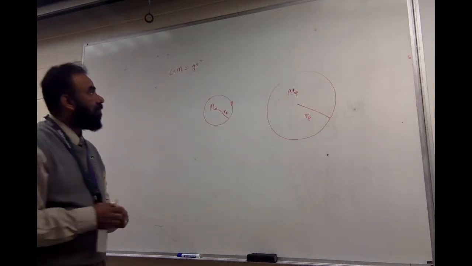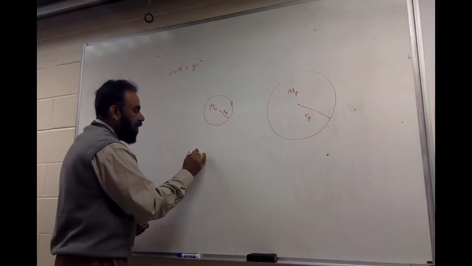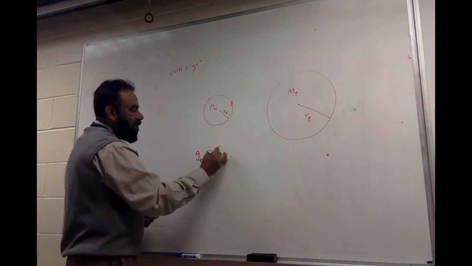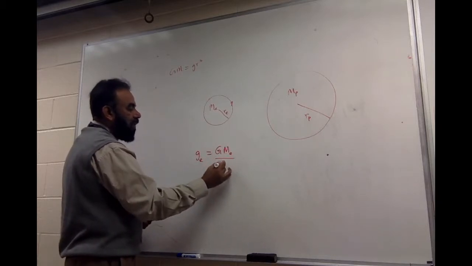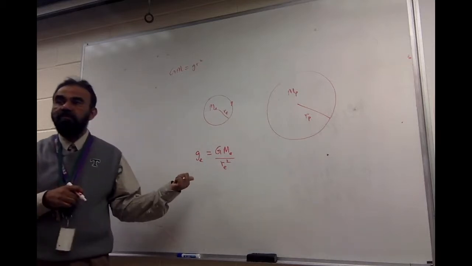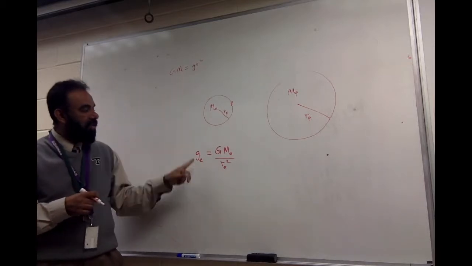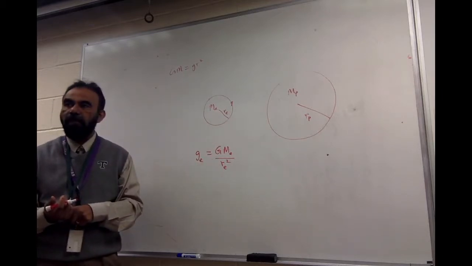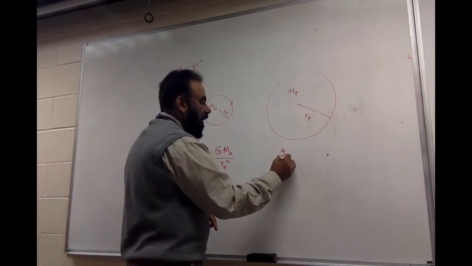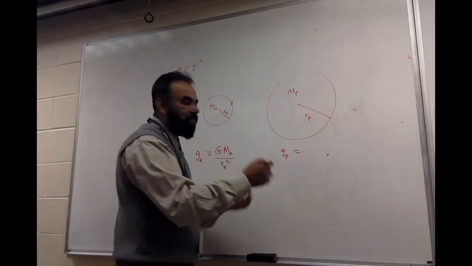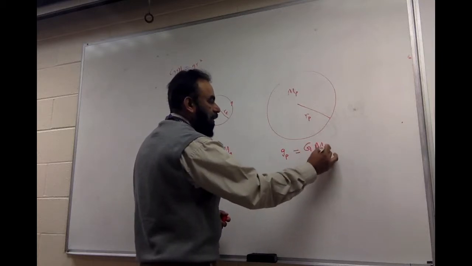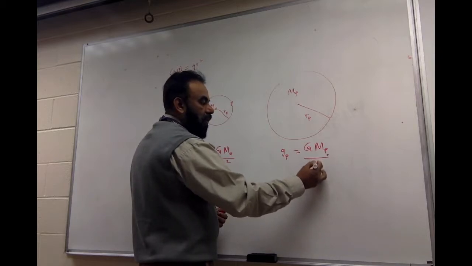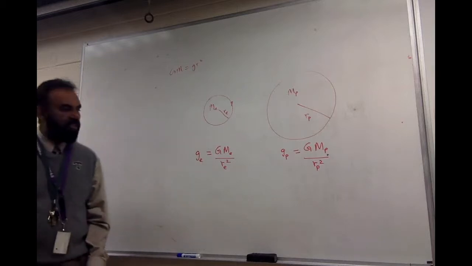I'm using that equation. So what is the g on Earth from this equation? It is capital G mass of Earth over R of Earth squared. Is that right? I'm just using this equation. The g on the Earth's surface is this. Correct? What is the g on the planet? Similar equation: capital G M_P over R_P squared.